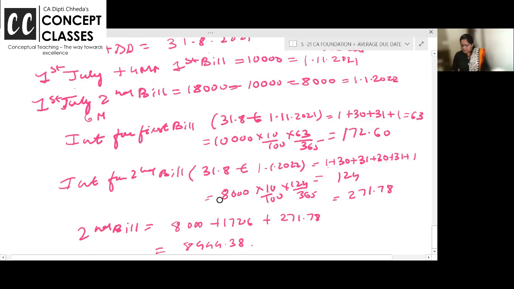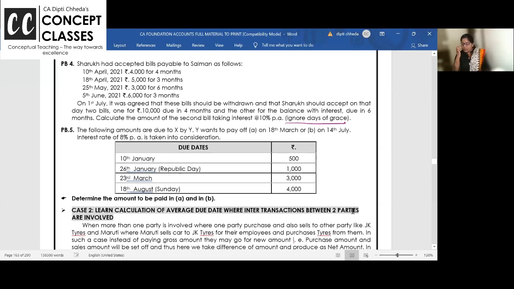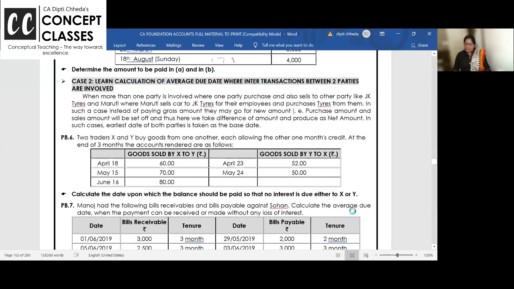Right. Let us quickly start with the next method now. Fifth is homework for today. It's very easy. One is prior to due date, how much rebate you will take. Another is interest. So first you calculate the due date, and 26 January is Republic Day, so you take 25th January. 18th August is Sunday, so you take 17th August, 1 day prior. Okay? I am starting now.